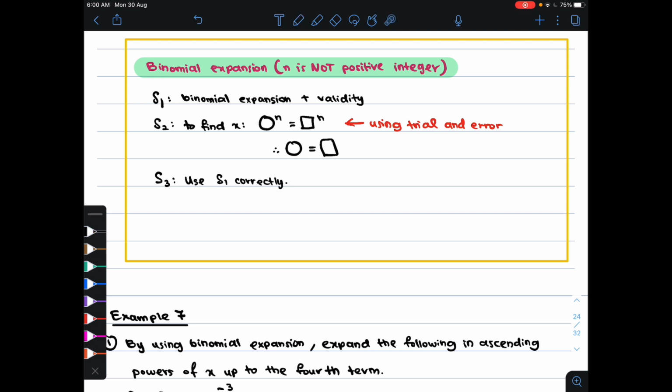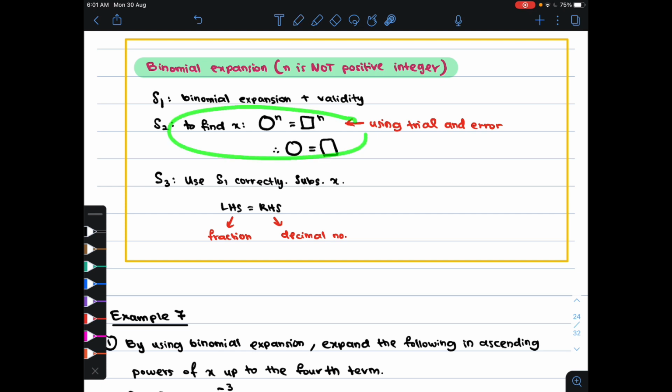The last step is to use S1 correctly. So, kamu akan apply S1 yang binomial expansion daripada step yang pertama ni pada step yang ketiga. And then you need to substitute the value of x. So, your aim is to get left-hand side equal to right-hand side. And when you substitute the value of x, left-hand side should be written as a fraction. Right-hand side should be written as a decimal number.